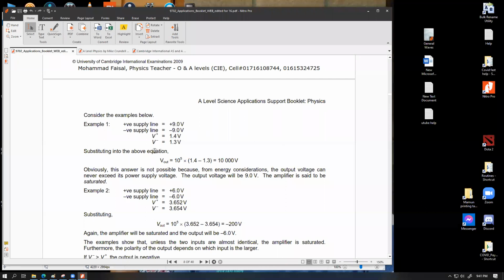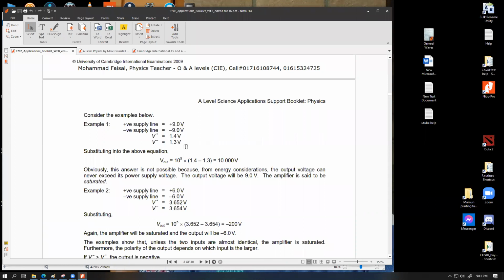Let's say without considering any circuit, we have a situation like this. A typical regular real op-amp has an amplification factor of about 10 to the power 5. This is just an average value. It can vary from op-amp to op-amp, but this is a typical value. If for a certain case, the positive supply line is plus 9 volt and the negative supply line is minus 9 volt, which means we are supplying it a plus minus 9 volt supply, and the V plus is 1.4 volt and V minus is 1.3 volt, then how much should our output be?